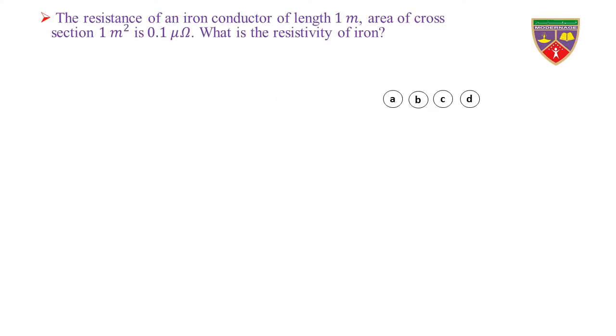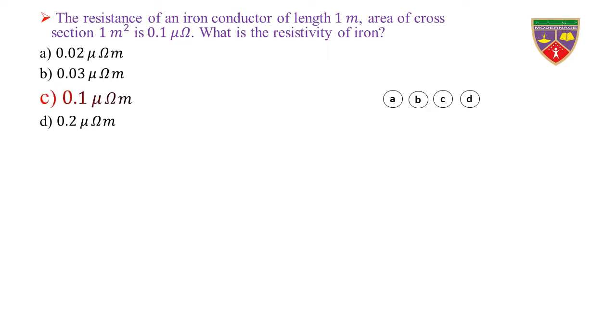The resistance of an iron conductor of length 1 meter, area of cross section 1 square meter is 0.1 micro ohm. What is the resistivity of iron? Option A, 0.02 micro ohm meter, B, 0.03 micro ohm meter, C, 0.1 micro ohm meter, D, 0.2 micro ohm meter. The key is 0.1 micro ohm meter. Therefore, the correct option is C.